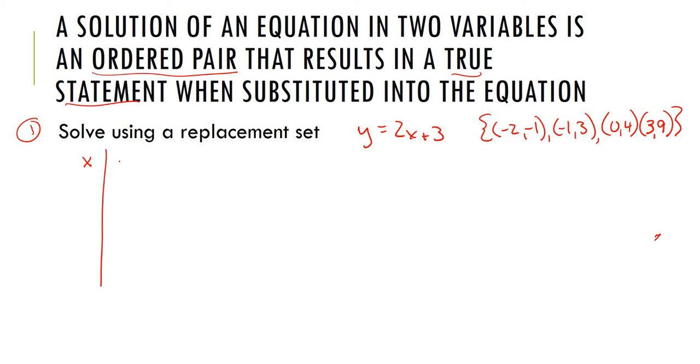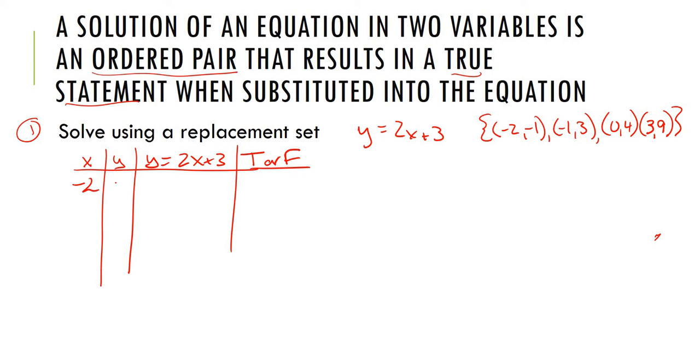So I'm going to set up a table. I'm going to have an x column, a y column, a column into which I'm going to plug that xy into my equation, and then I'm going to decide whether it's true or false. So the first ordered pair is -2, -1. So y is -1, x is -2, and I substitute those in, and I get -1 equals -4 plus 3, -1 equals -1. That's true. So that is part of my solution set.